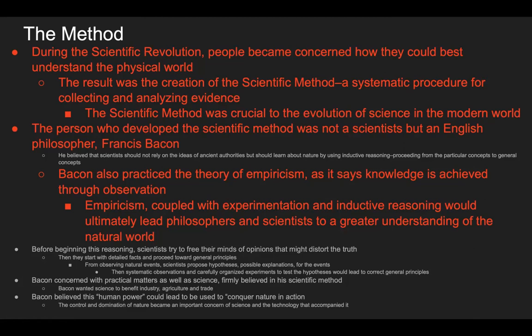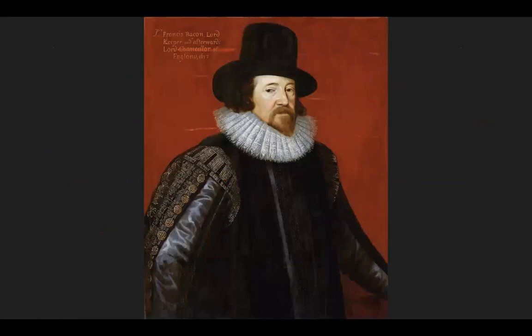Bacon, concerned with practical matters as well as science, firmly believed in the scientific method. Bacon wanted science to benefit industry, agriculture, and trade. Bacon believed this human power could be used to conquer nature in action. The control and domination of nature became an important concern of science and the technology that would accompany it. And that's Francis Bacon. And that is the end of our lecture.